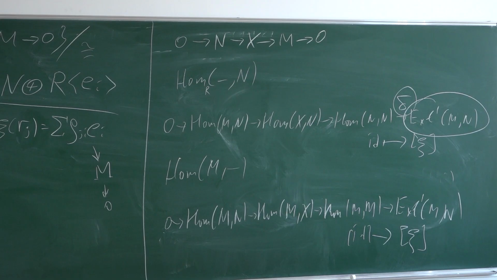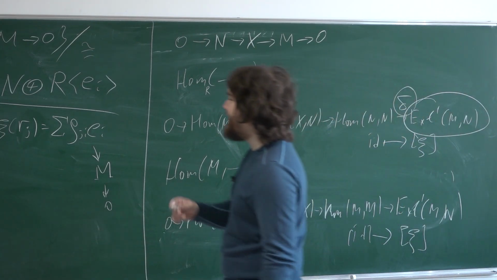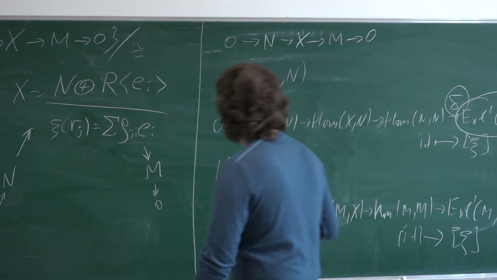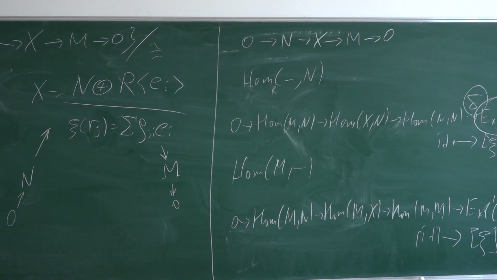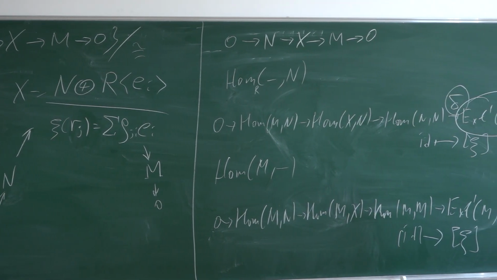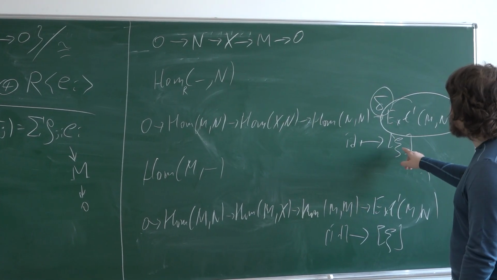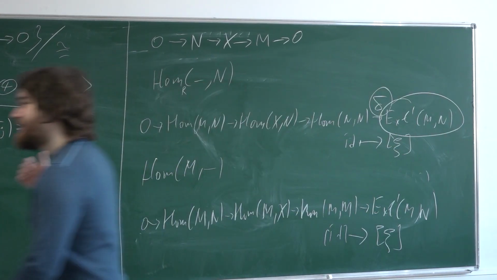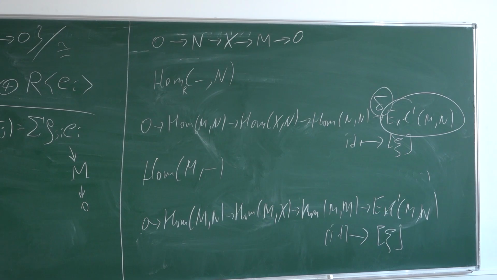Maybe let's check this, that this coincides. Okay. And then you show us that this is an exact sequence. Okay. Let's try to check that this boundary homomorphism sends identity to the class which I write down.